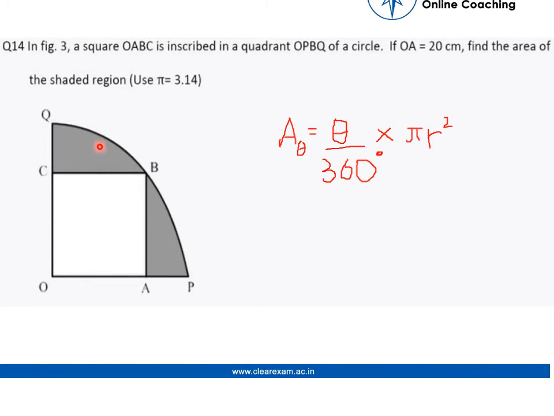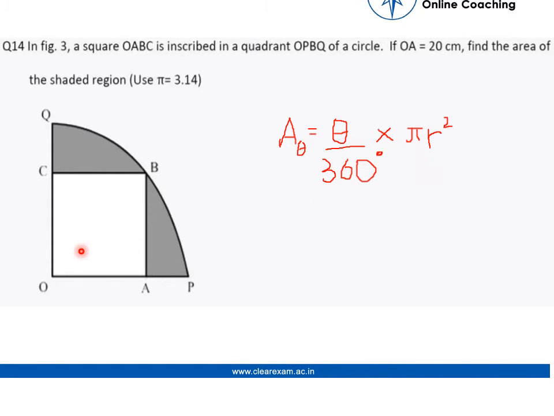So in order to find the area of the shaded region, we need to subtract the area of the square from the area of the quadrant. And to find the area of the quadrant, here is a formula, where theta is the angle of the quadrant. Like theta is this angle. So for a quadrant, theta would be 90, and the area of a quadrant would be pi r square by 4.